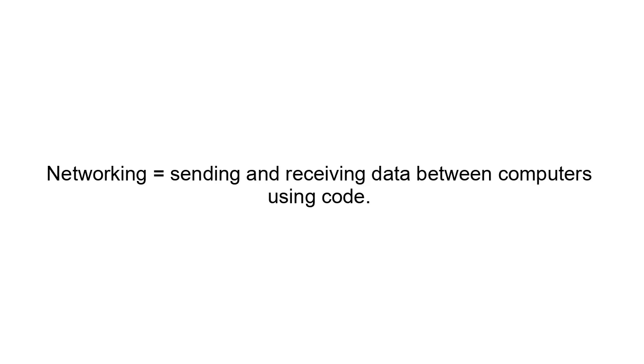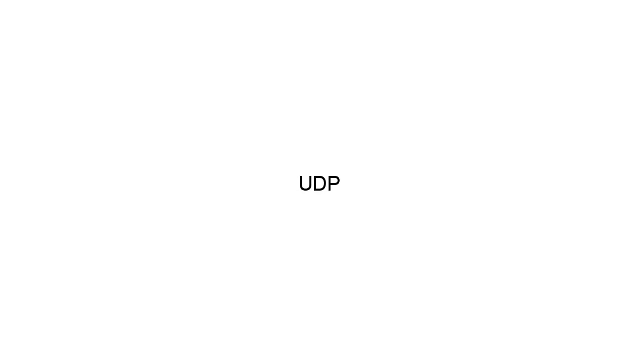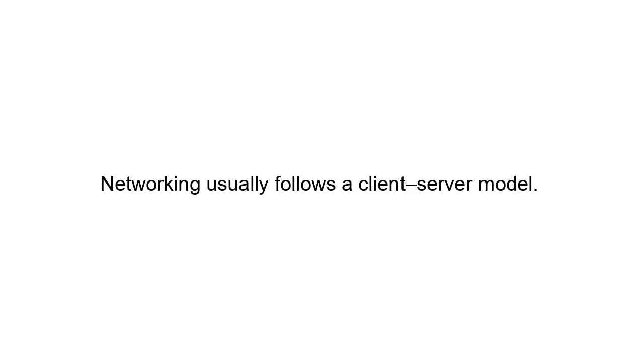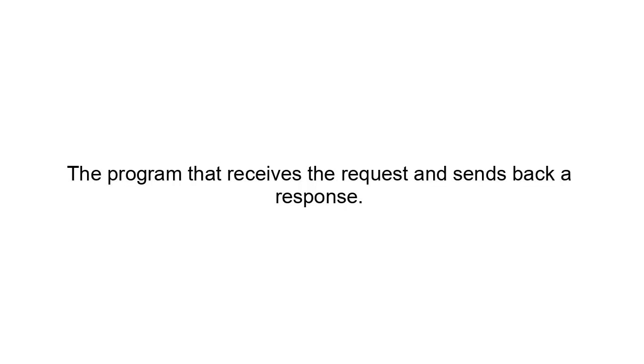How networking works. Networking usually follows a client-server model. Client: the program that sends a request. Example: web browser, mobile app, API client. Server: the program that receives the request and sends back a response. Example: web server, database server, API service. Example flow. Client sends request to server. Server sends response to client.